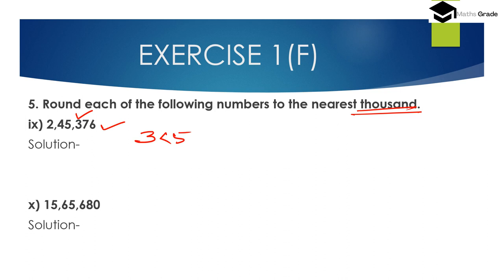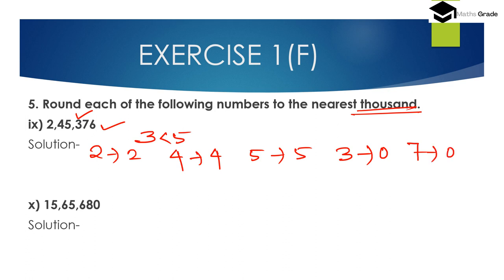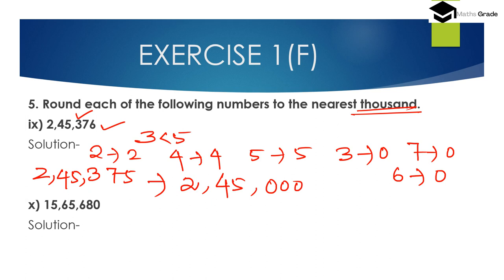Just write down the thousands digit as it is, the ten-thousands digit as it is, and the lakh digit as it is. Now 2, just 2 only, this 4, ten-thousands digit 4 only, the thousands digit is 5 only, this 3, the hundreds digit, changes to 0. The tens digit changes to 0, and the units digit changes to 0. Now 245,376 rounded up to the nearest 1000 is 2,45,000. This is the answer.